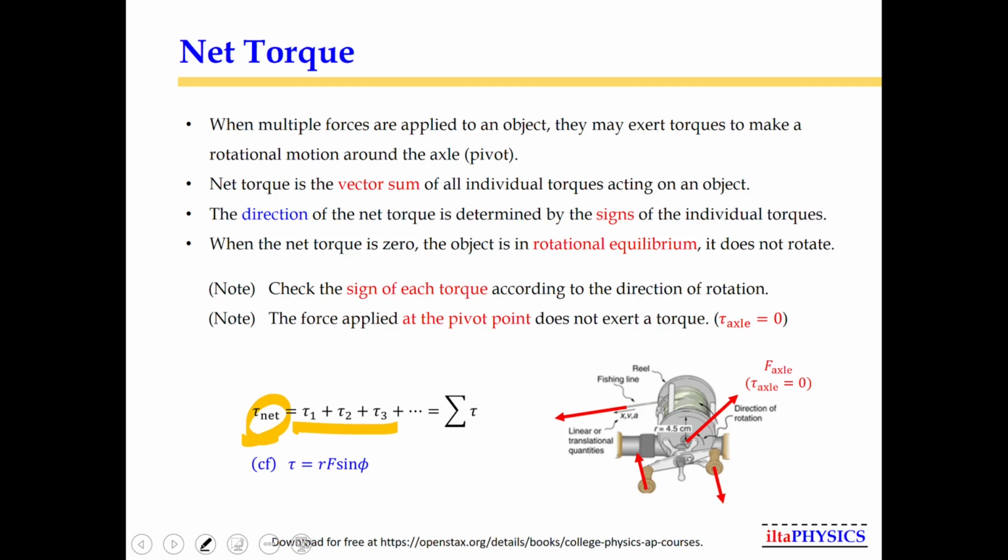Now, let's see the result of our fishing trip. Did you catch the fish? If the sum is negative, the reel turns toward you, and you're winning the fight. If the net torque is zero, the reel stays perfectly still. This state, where the torques are balanced, is called rotational equilibrium.